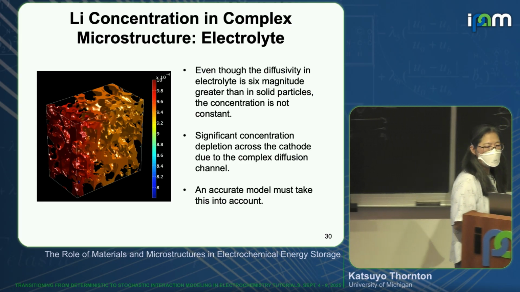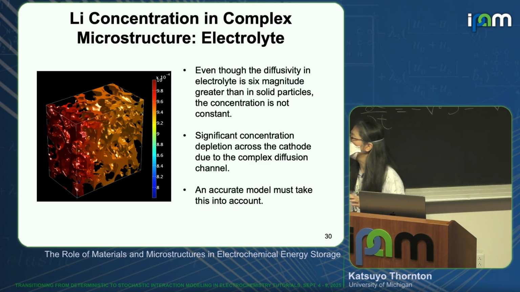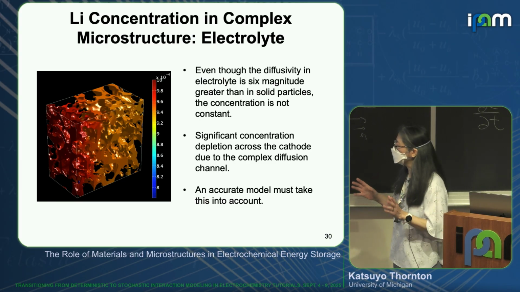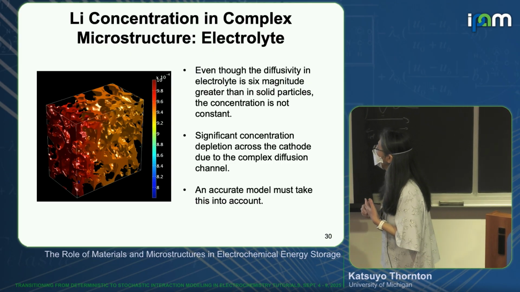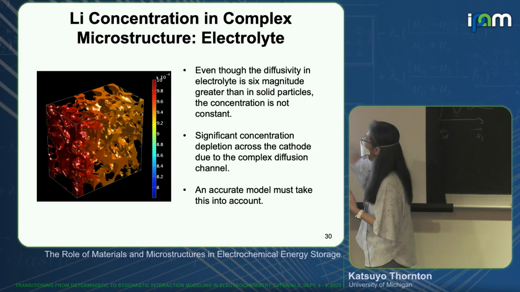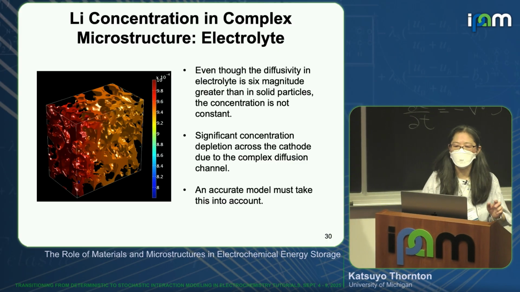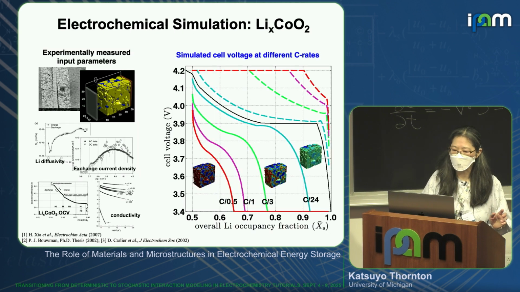So you can't assume that the lithium ion concentration is constant throughout the electrode because of this tortuous path. If you assume otherwise, then you're going to get wrong answers. So the model must take the tortuosity of the system into account, even though the diffusivity is really, really large. It's still going to be a problem.